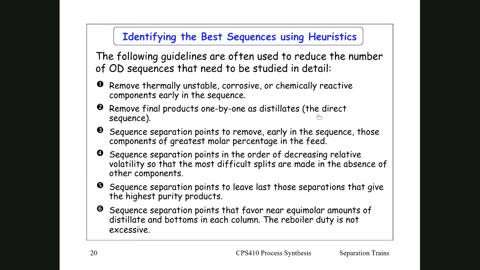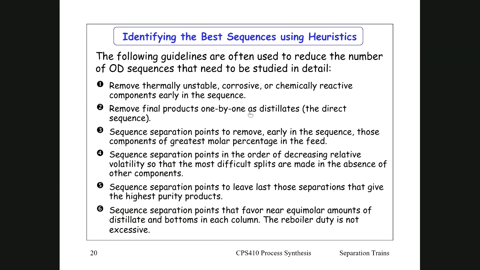Right, so I just want to go back to this first one. This first one is a strong heuristic. Yes, you always want to remove especially unstable components, or components that are a safety risk, poisonous, corrosive, chemically reactive, because corrosive would mean that you must make your distillation column out of special metals, and if you can remove it quickly, then the rest of the separation sequence is much cheaper. You can possibly use mild steel instead of a fancy stainless steel. All right, so let's go back to the next one.